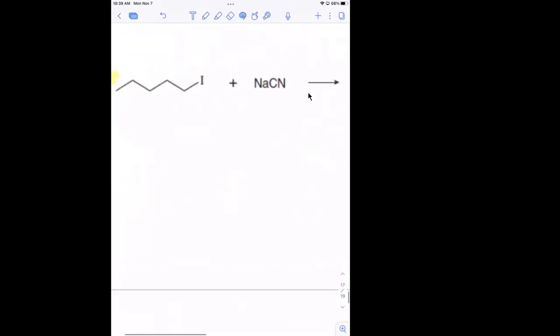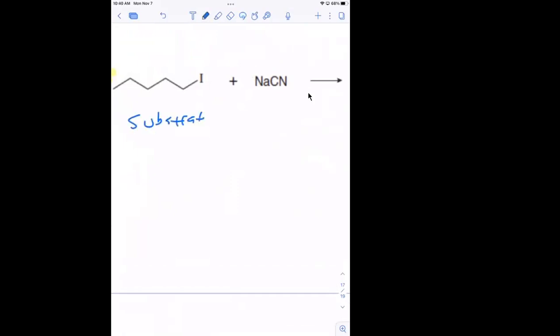All right, where, in B, is my leaving group and where's my nucleophile? Because keep in mind, whenever you're doing a substitution, those are the two things that are changing places. Right? That's what's being substituted. The leaving group is being substituted by the nucleophile. So this is my substrate here. That makes this my nucleophile.